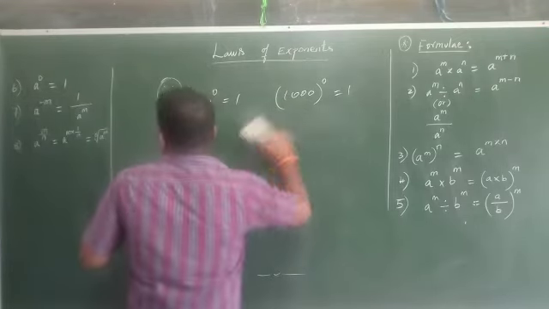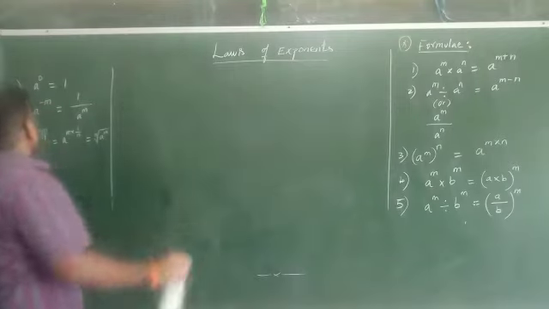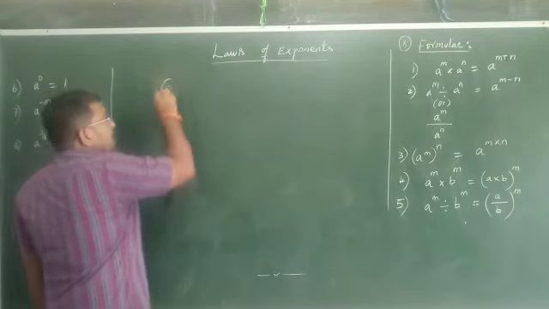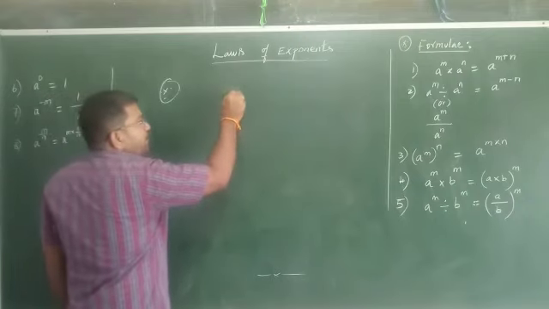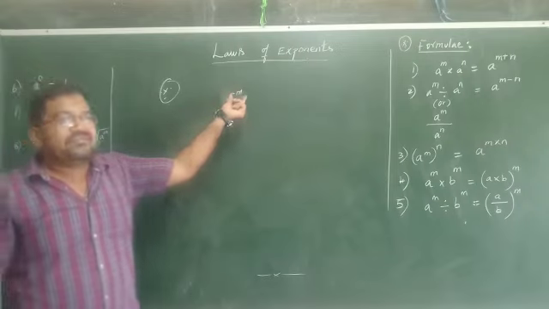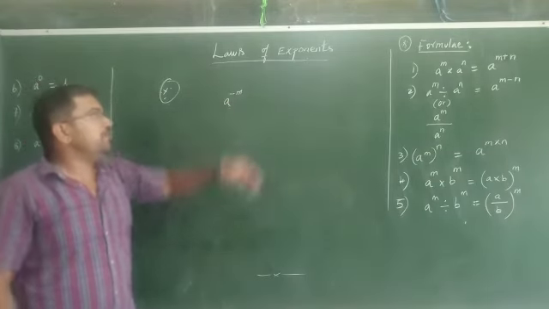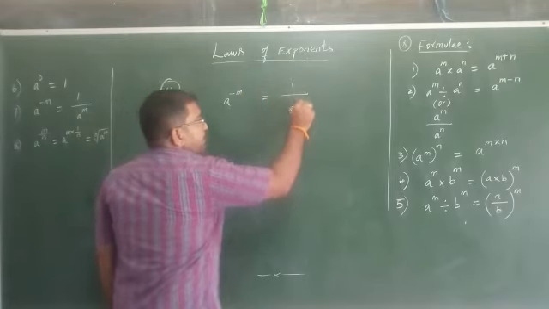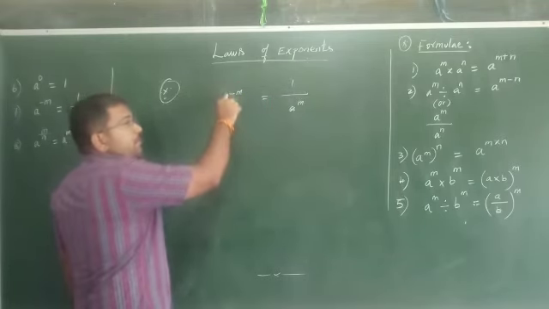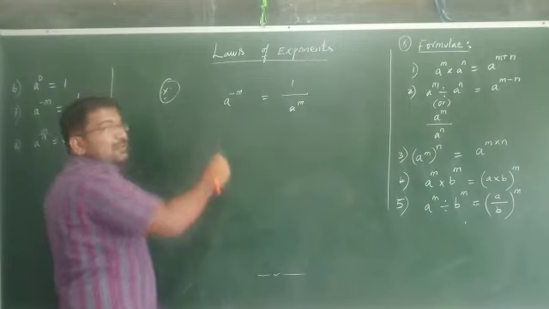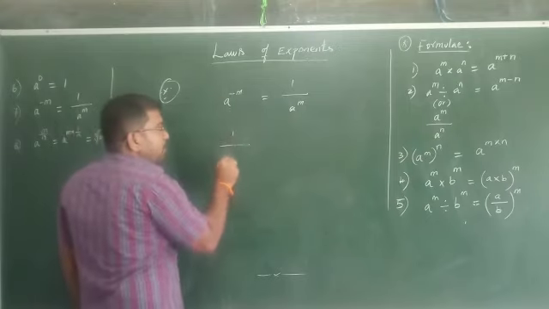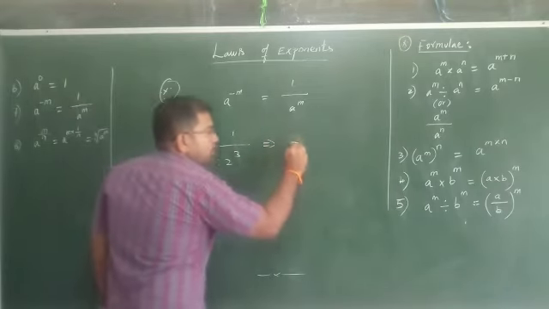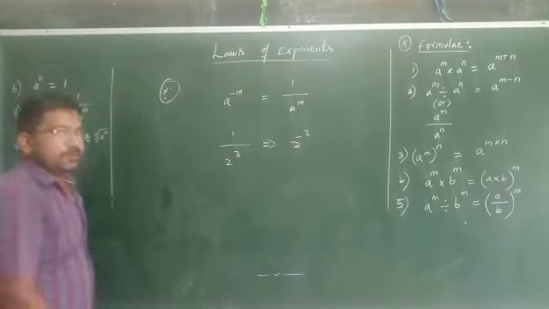And one more, the seventh law also. The seventh and all the laws are very important. When we are having a negative exponent, how do we denote it? a power minus m is nothing but 1 by a power m. A negative power means it automatically goes to the denominator. Suppose 1 by 2 cube. How can we write this? This is nothing but 2 power minus 3.